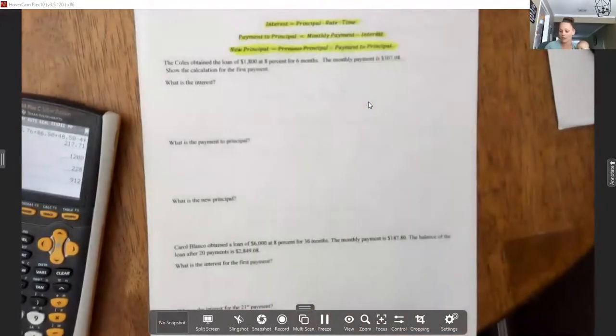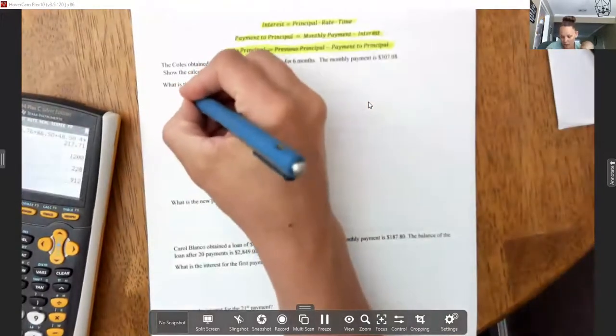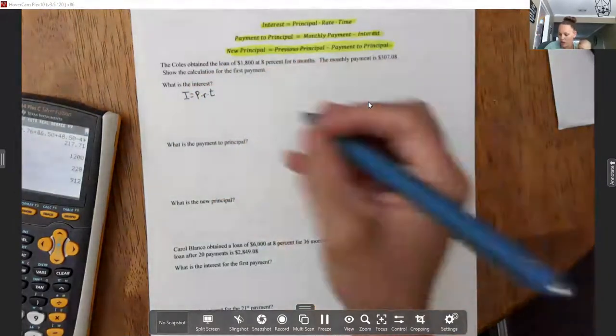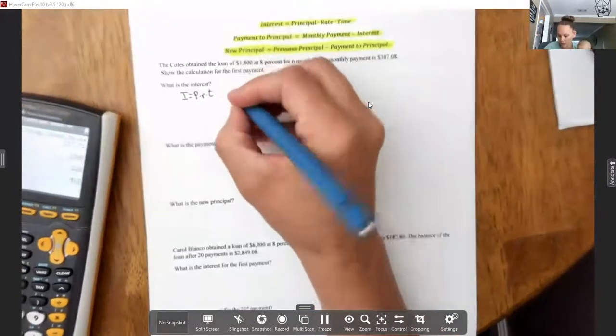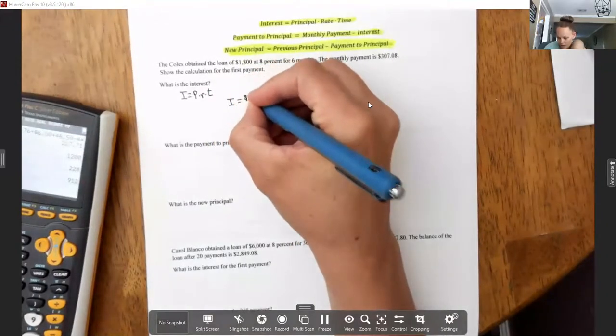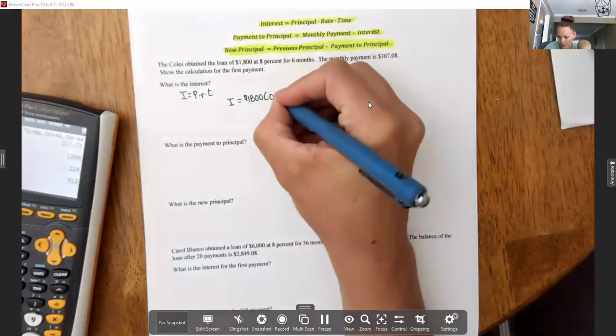We want to know the interest. So remember, interest equals principal times rate times time. So here, the principal is $1,800. The percent is 0.08.